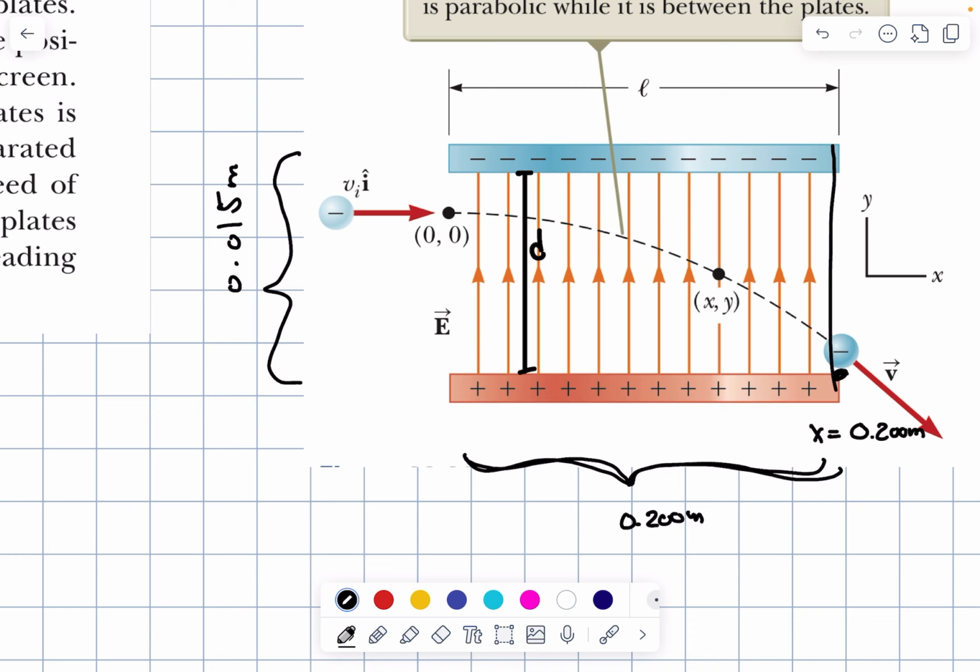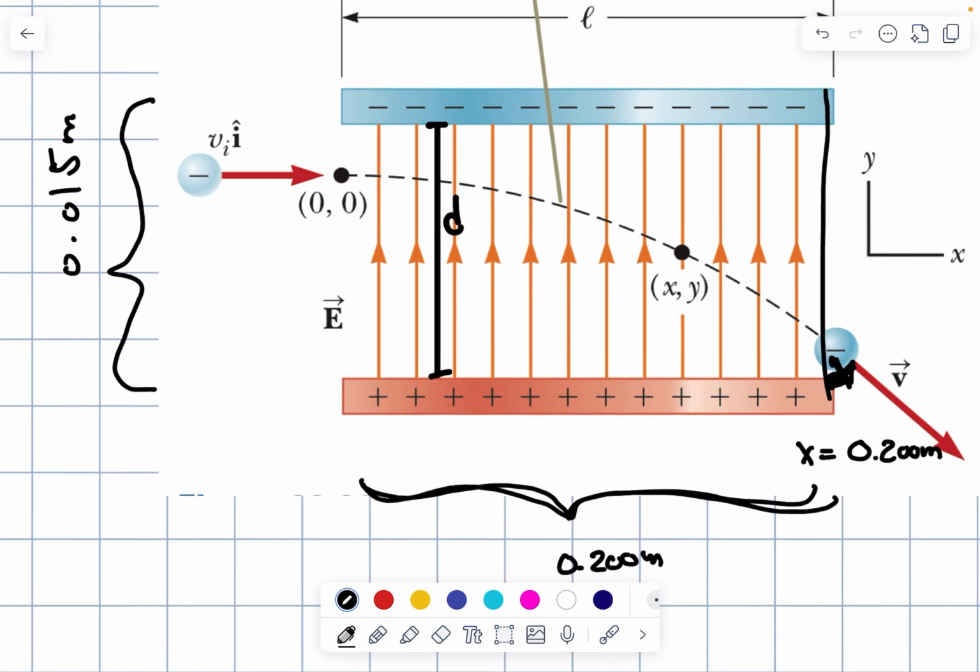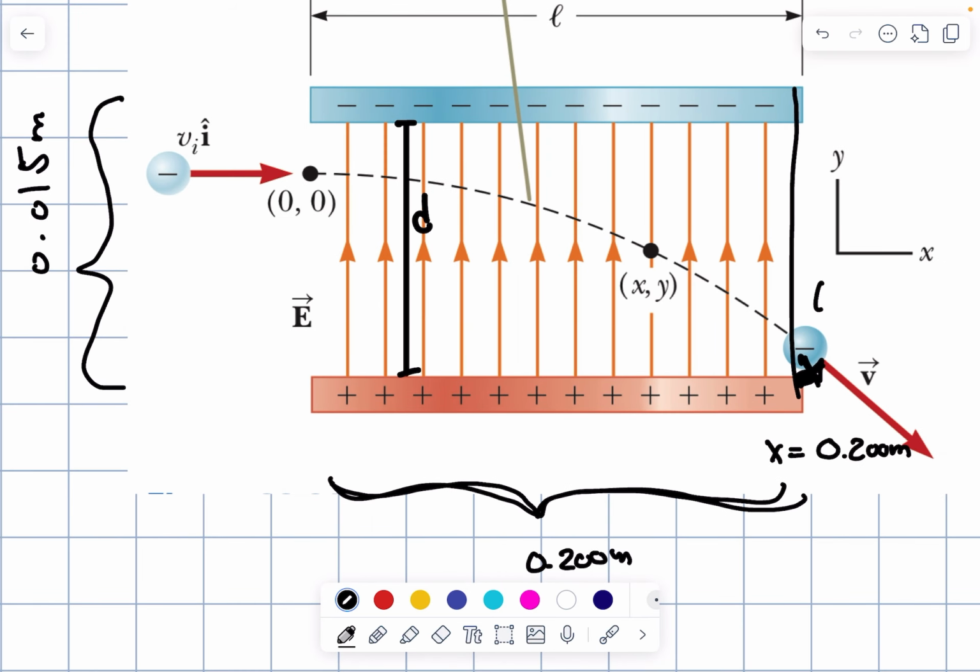Now, if I know that the parallel plate capacitor has this length here of 0.200 meters, that means this corner right here is going to be at x is equal to 0.2 meter, right? Now, if I start off at 0, 0, and I know that the separation of the plates is 0.015 meters, I know that this bottom right corner is going to be at 0.2 meters, negative 0.015, right? So this is where this corner is, and I want to know, where does my electron exit?